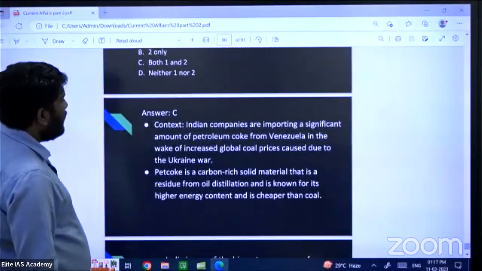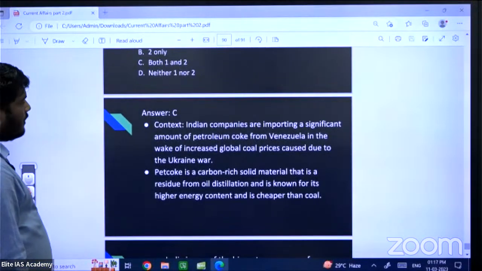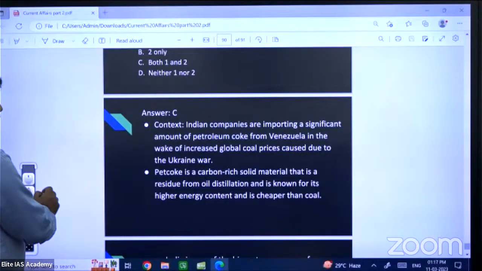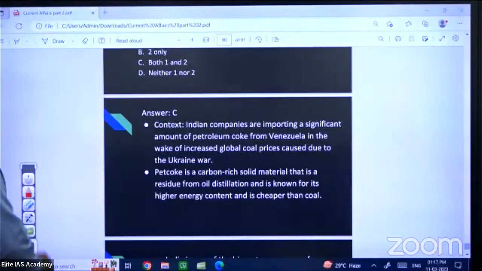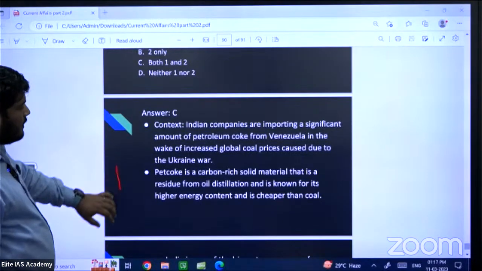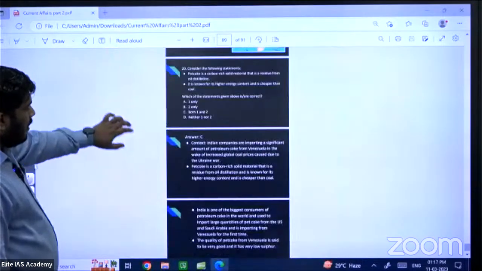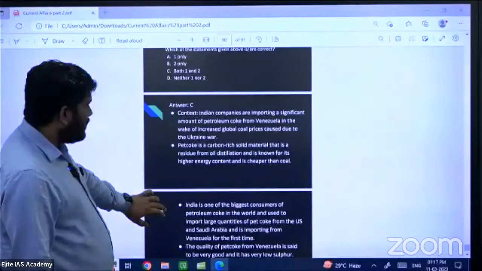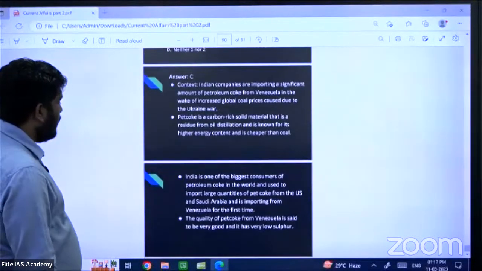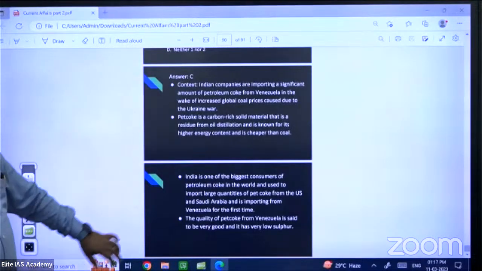Indian companies are importing a significant amount of petroleum coke from Venezuela in the wake of increased global coal prices caused by the Ukraine war. India is one of the biggest consumers of petroleum coke in the world and used to import large quantities of pet coke from the USA, Saudi Arabia, and is now importing from Venezuela.